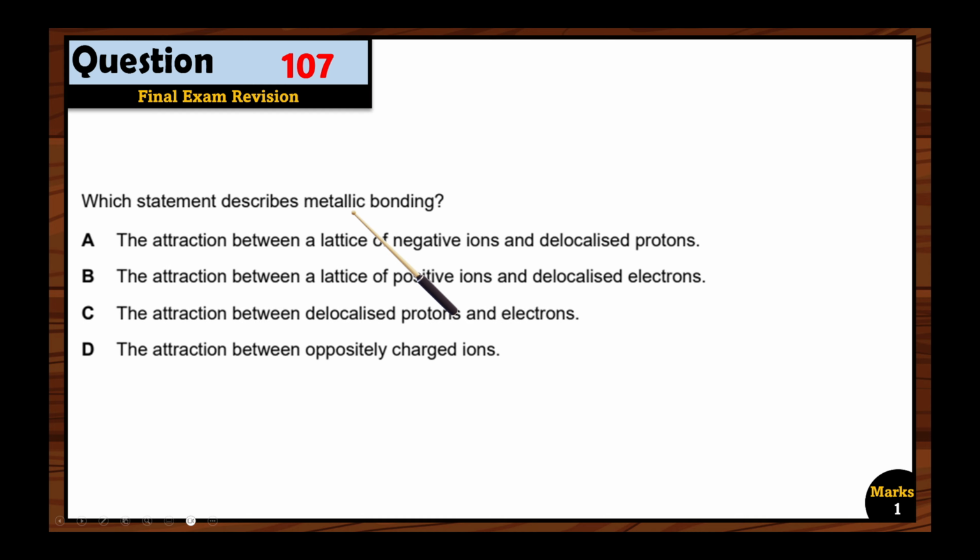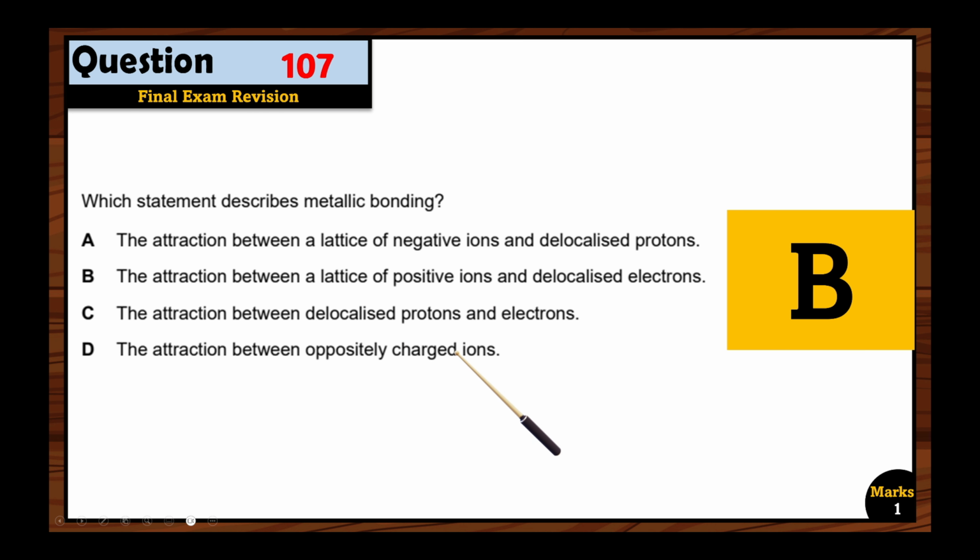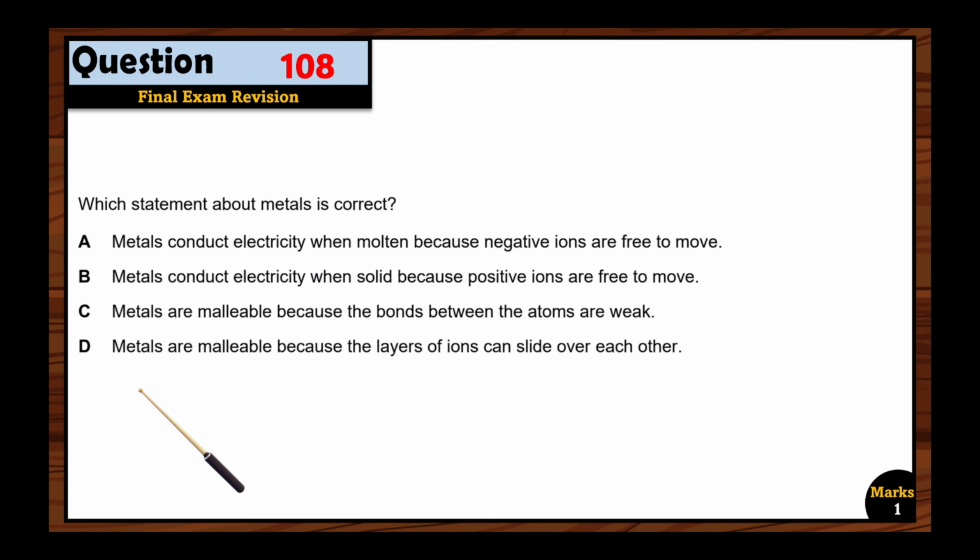Question 107. Which statement describes metallic bonding? The attraction between a lattice of negative ions and delocalized protons. Wrong. Delocalized electrons, right? Now, the attraction between a lattice of positive ions and delocalized electrons. Yes, option B is right. We have positive ions and delocalized electrons.